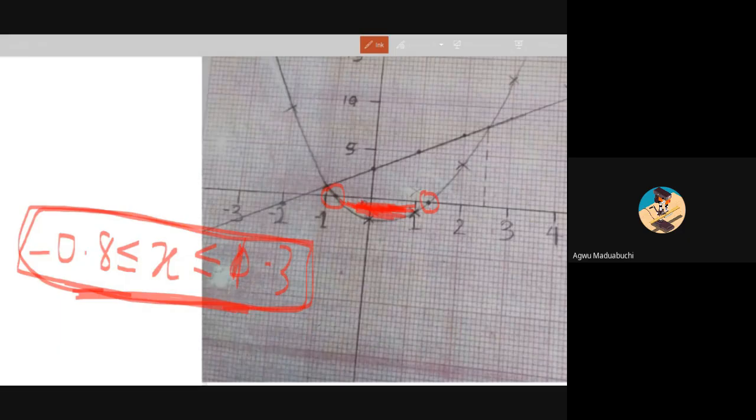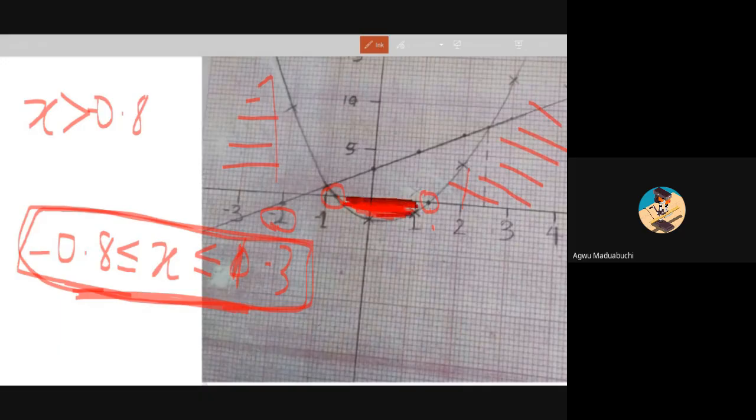If they had said above the graph, of course, any x value I pick, for example, negative 2, the y value is already above. So any x value smaller than negative 0.8, or any x value bigger than 1.3, because if I pick 2, same thing, I'm above here. But the only part below is just this region. Is this clear? Yes, ma'am. Okay.